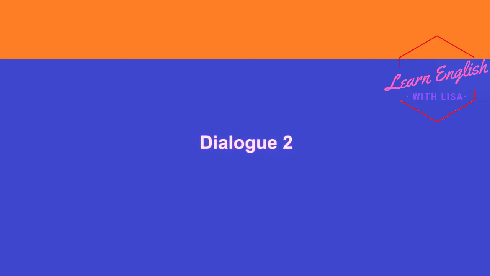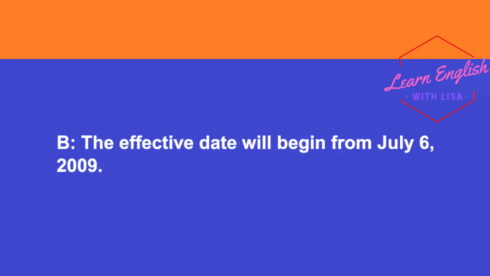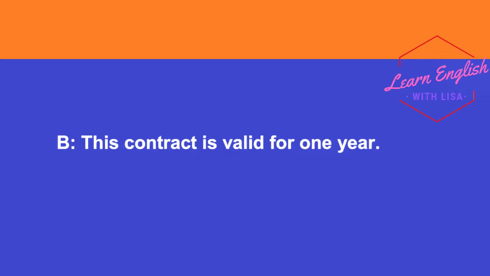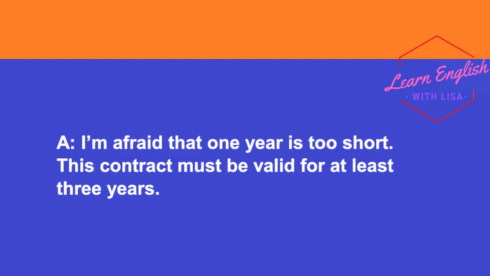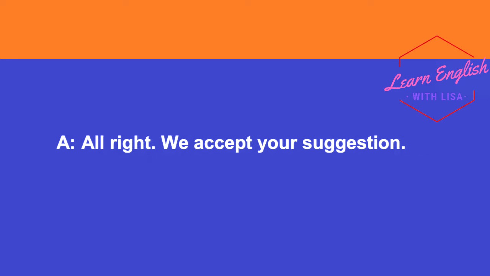Dialog 2. What will be the effective date of this contract? The effective date will begin from July 6, 2009. What's the term of this contract? This contract is valid for 1 year. I'm afraid that 1 year is too short. This contract must be valid for at least 3 years. If everything's going satisfactorily, it could be extended for 2 years. All right, we accept your suggestion.